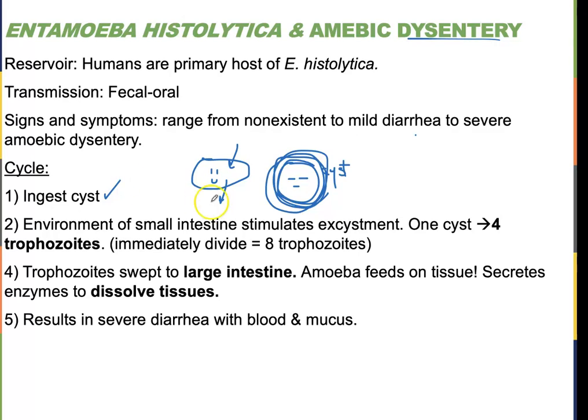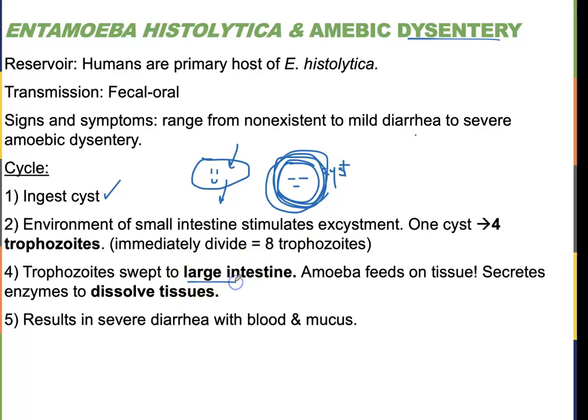The environment of the small intestine will stimulate excystment. So it comes out of the cyst. And then one cyst will make 4 trophozoites. And then it divides up to 8. So it's basically this logarithmic reproduction in your gut.